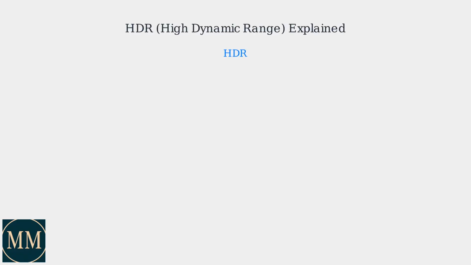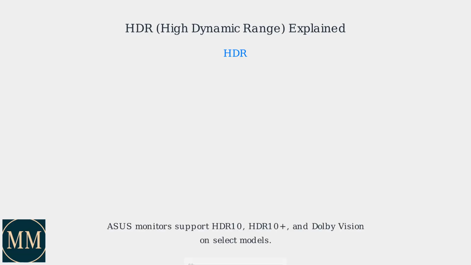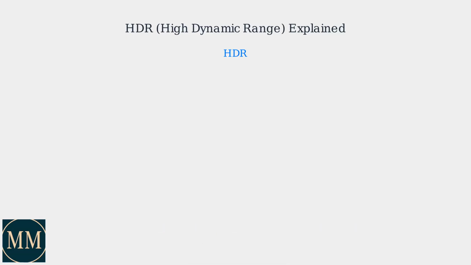HDR, or High Dynamic Range, expands the color gamut and dynamic range, making dark scenes richer and bright scenes more vivid. ASUS monitors support HDR10, HDR10+, and Dolby Vision on select models. HDR requires compatible content and can be toggled via GameVisual or OSD. It's often combined with local dimming for backlight control and requires calibration tools like CalMAN.